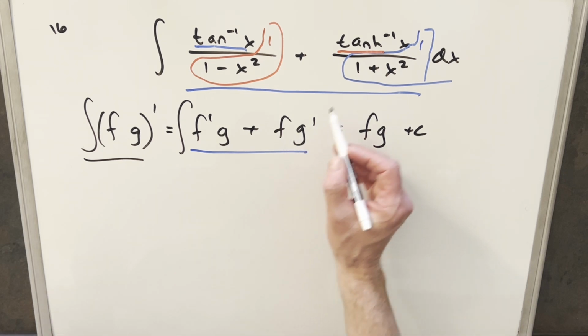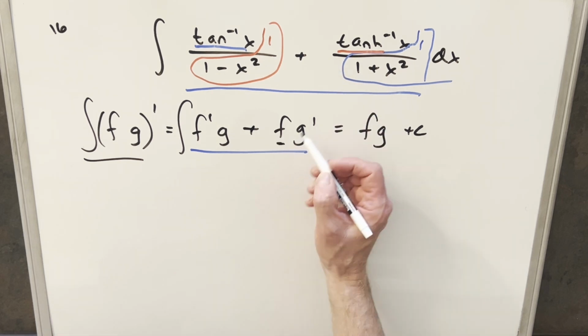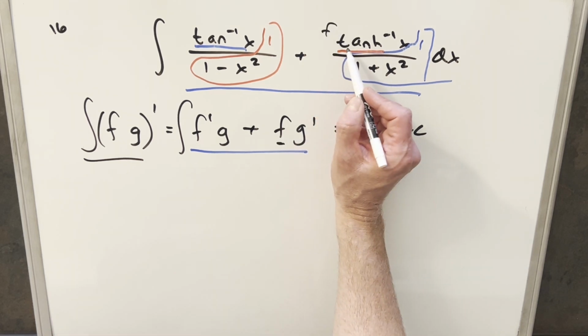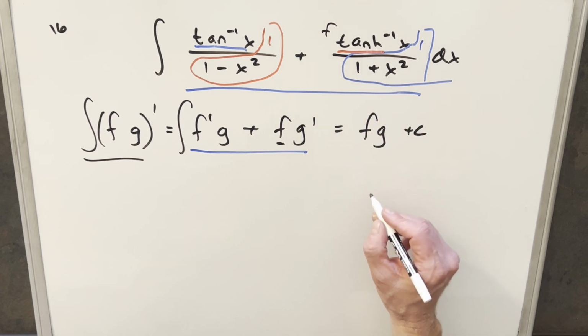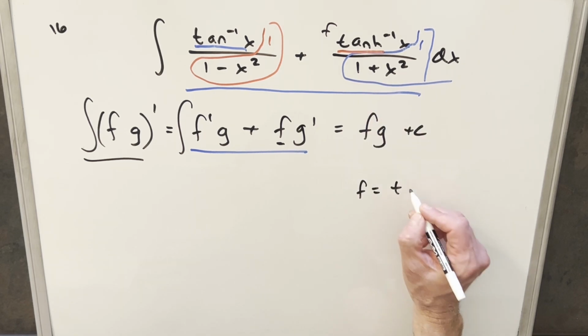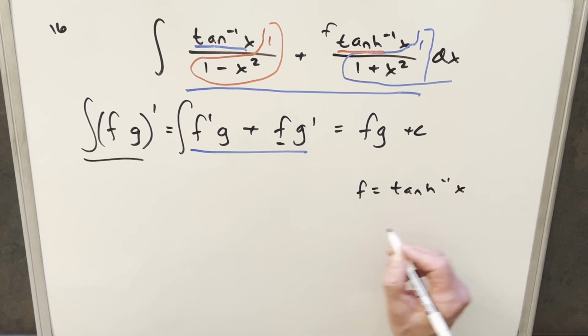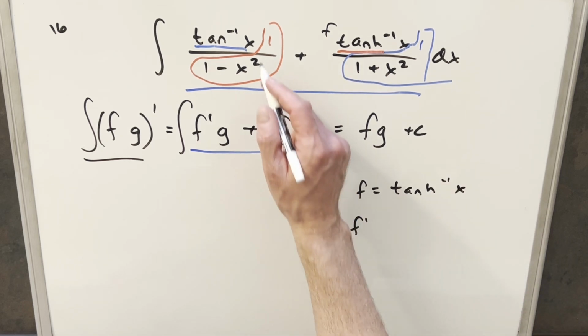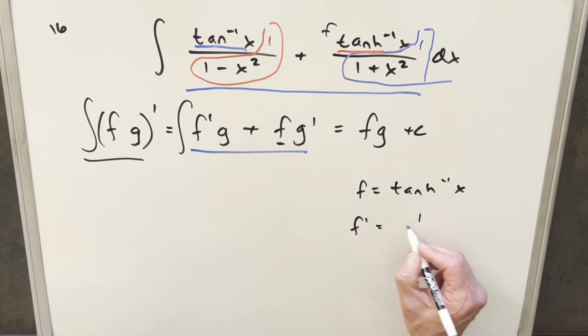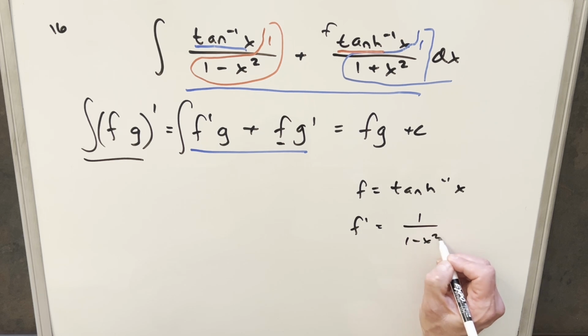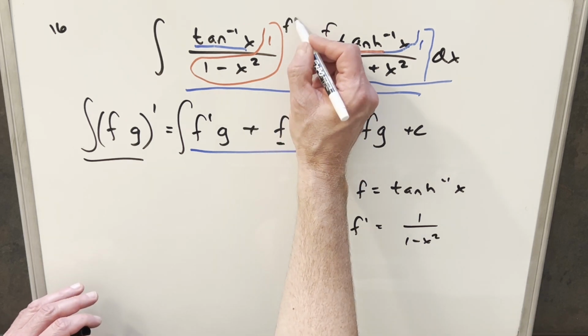So let's start with f, and we'll call our f right here the hyperbolic inverse tangent. So if I say f is this, then when we take a derivative of this, our f prime value is going to be just this over here. So this is going to be 1 over 1 minus x squared. So this piece is our f prime.